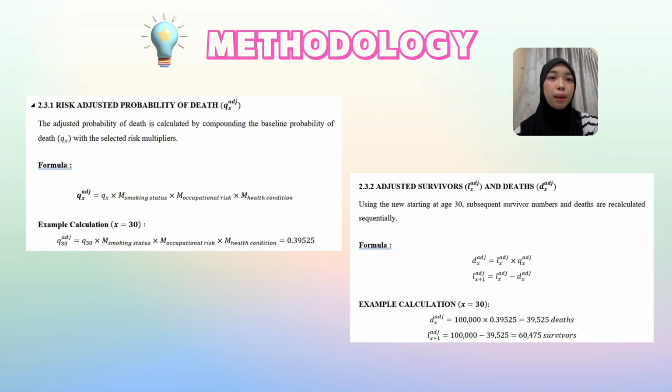Third, the adjusted number of survivors. To see how our cohort thins out over time under this risk profile, we calculate the remaining survivors at each consecutive age sequentially. The number of survivors at age x plus 1 is the number of survivors at age x multiplied by that year's adjusted survival probability. Finally, the adjusted number of deaths. This captures the actual volume of death occurring within that specific age interval under the new risk regime.